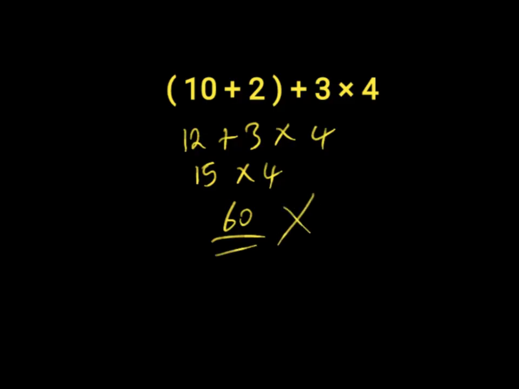60 is the wrong answer to this question because we did not work with the order of operations, which is PEMDAS. In PEMDAS, we have parentheses, exponents, multiplication, division, addition, and subtraction. Multiplication and division have equal priority, as do addition and subtraction, working from your left to your right in order to arrive at the correct answer. Let us solve for the right answer to this question.